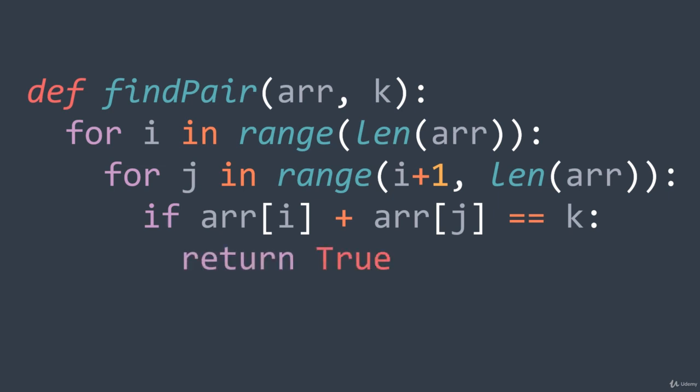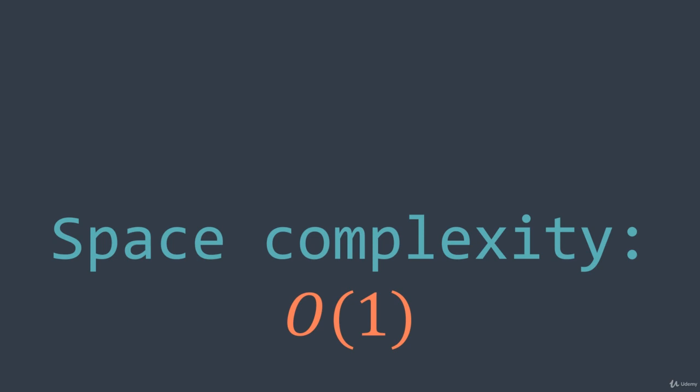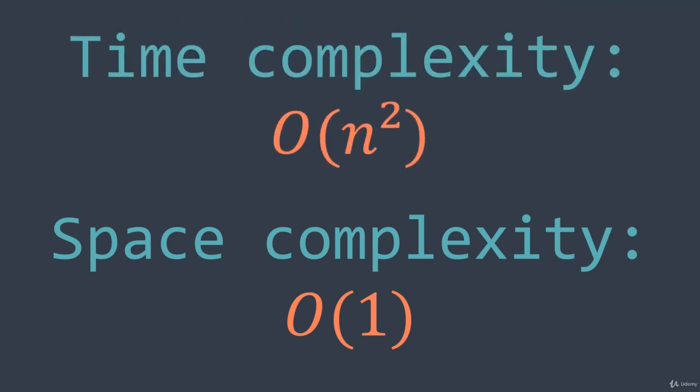we return true, because we found a pair that sums up to k. After the loop, if the function didn't return true yet, it means that we didn't find what we're searching for, so we return false. This solution works, but it's not the best one, because even if it has a constant space complexity, it also has a time complexity of O of n squared, because of the two for loops, which is not the best one for this problem, so let's search for another solution.